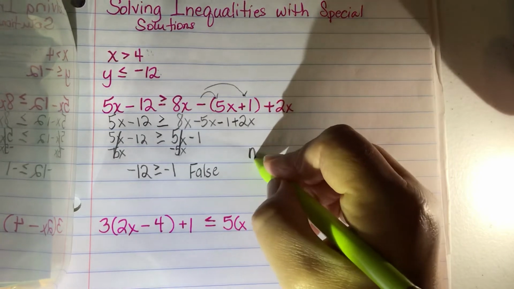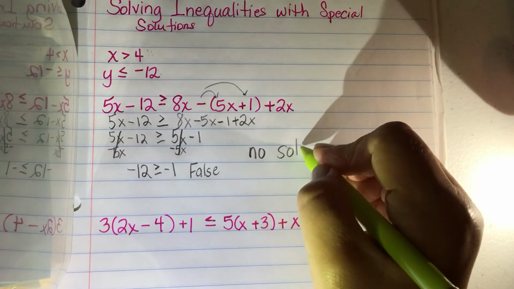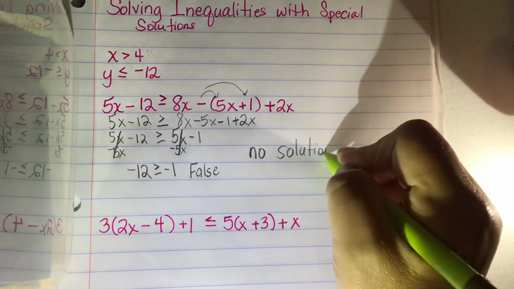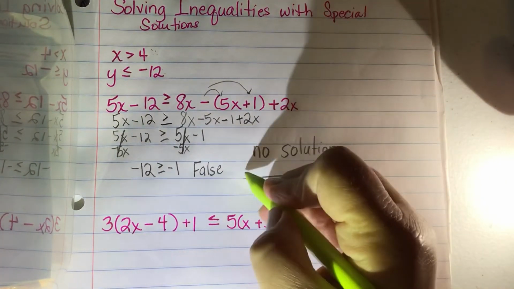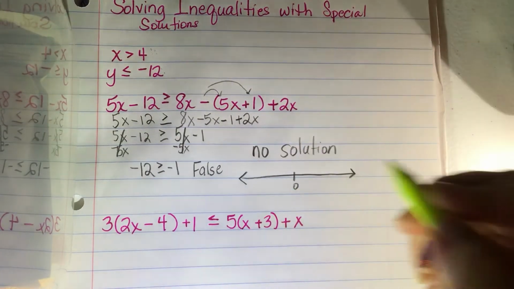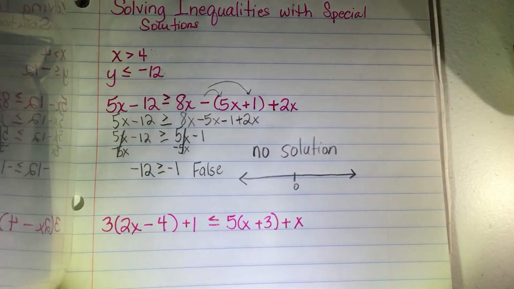So that means my answer is no solution, and I don't think you're asked to graph these on a number line, but if you were, you would draw a number line and you wouldn't shade any of it. No solution, that would be your answer. No solution, there's nothing that you can put there.